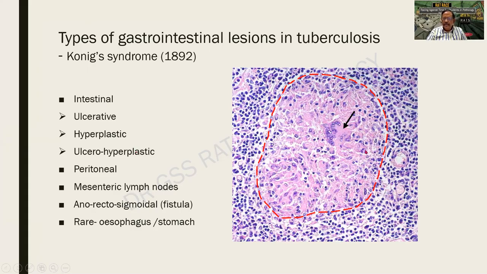This is a well differentiated, demarcated granuloma showing giant cells. All the pink pale cells are the epithelioid cells. These are the lymphocytes. The peritoneal and mesenteric lymph nodes also can be involved. Sometimes the patient can present with an anorectosigmoidal fistula. Rarely it involves the esophagus and stomach. Do not jump and say esophagus and stomach are the common sites. Intestine is always a common site for tuberculosis, secondary to the lung.